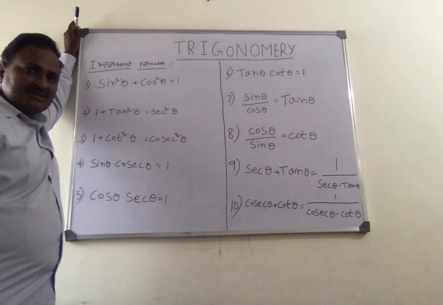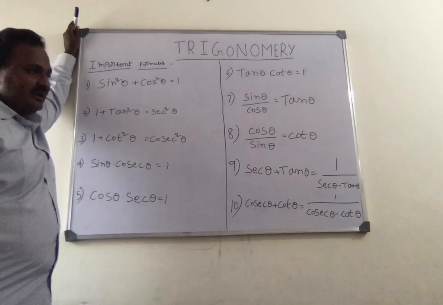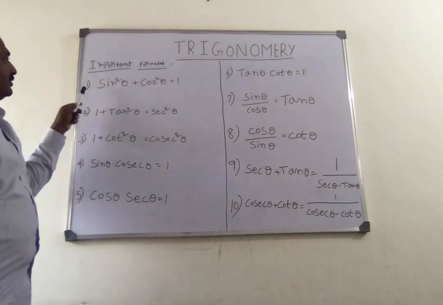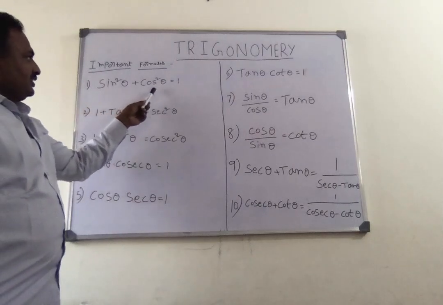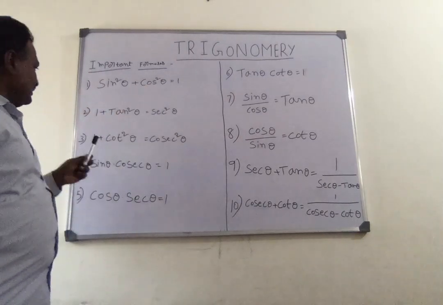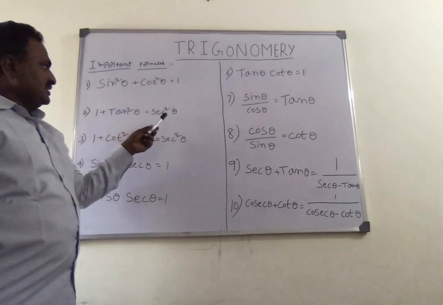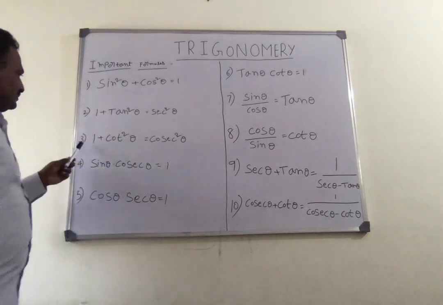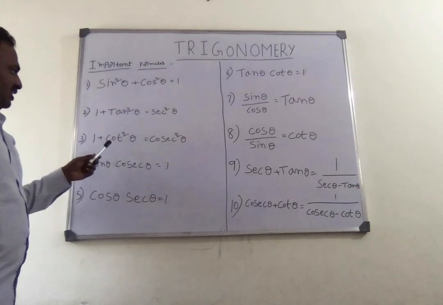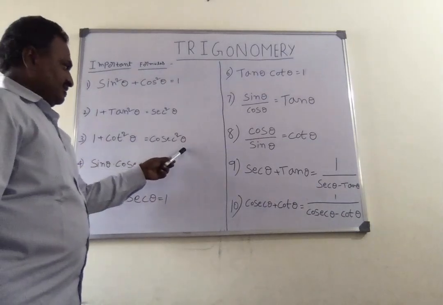Dear students, some important formulas of trigonometry. First one is sin square theta plus cos square theta equal to 1. And second one is 1 plus tan square theta equal to secant square theta. And third one is 1 plus cot square theta equal to cosecant square theta.